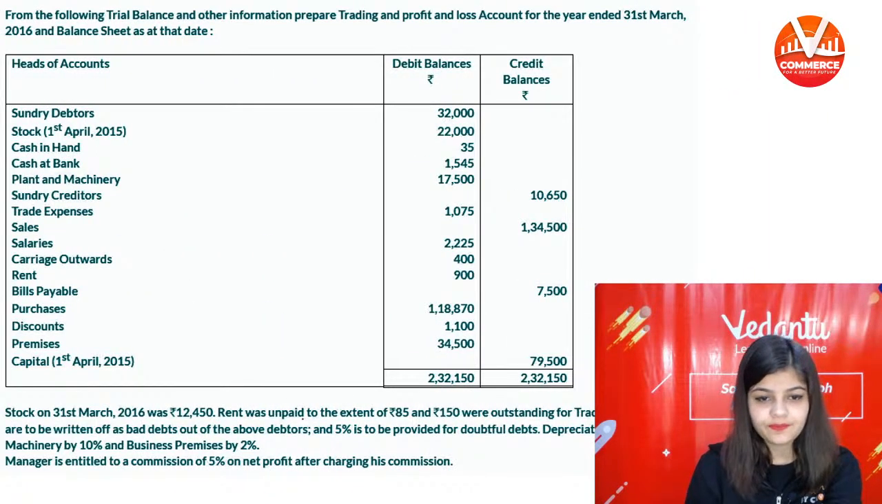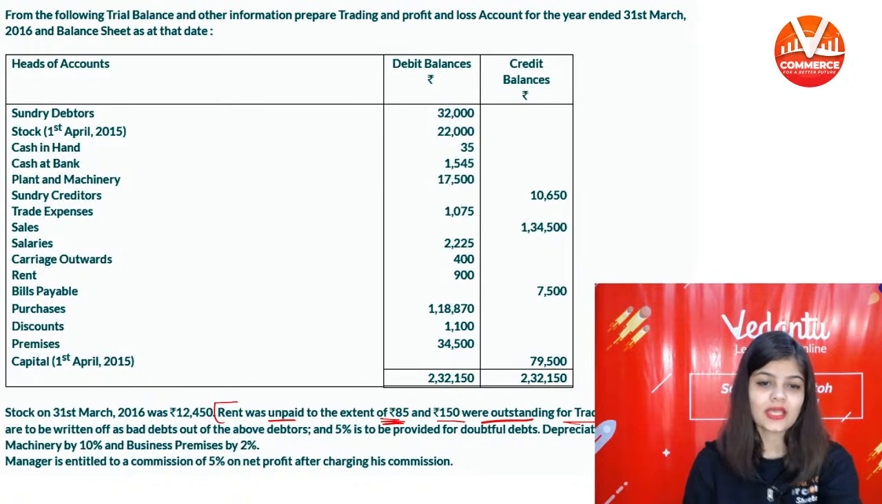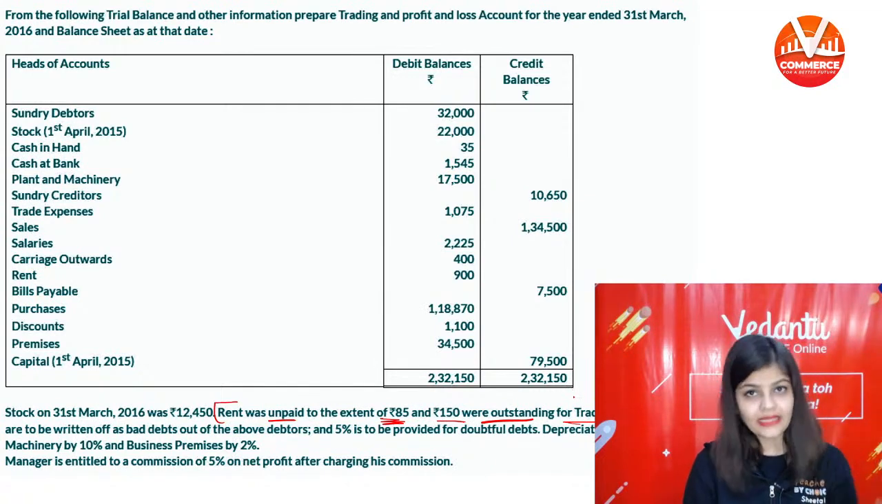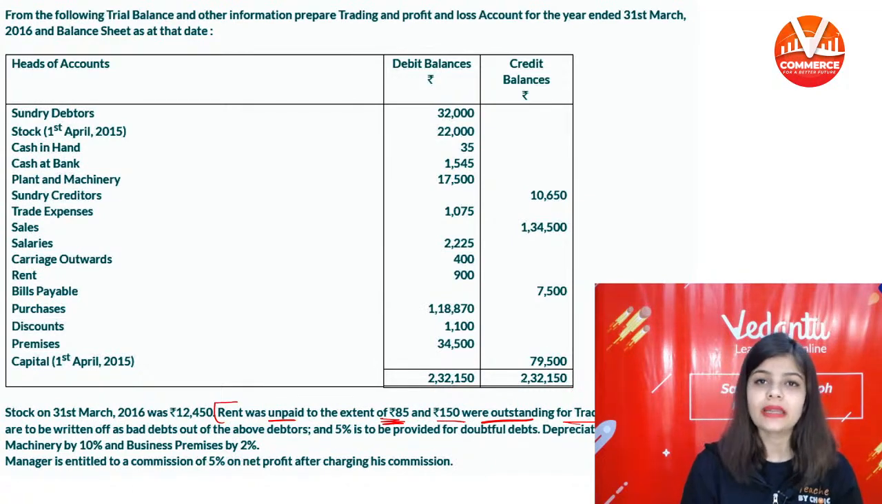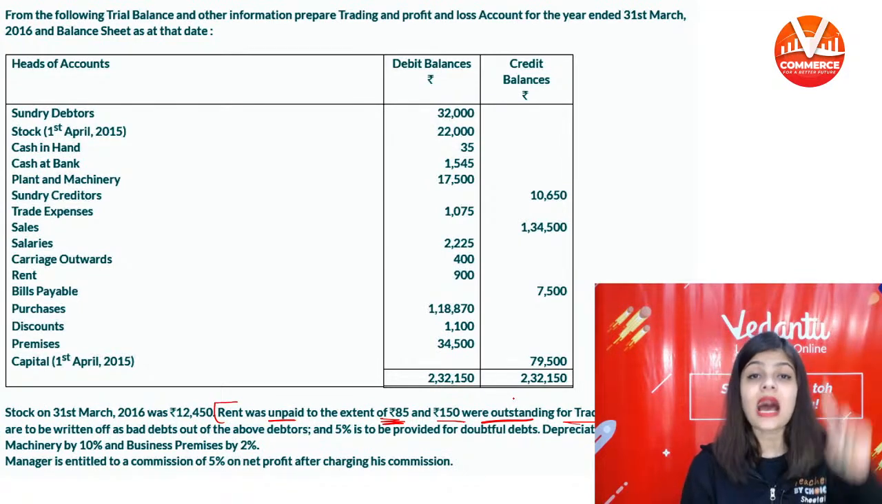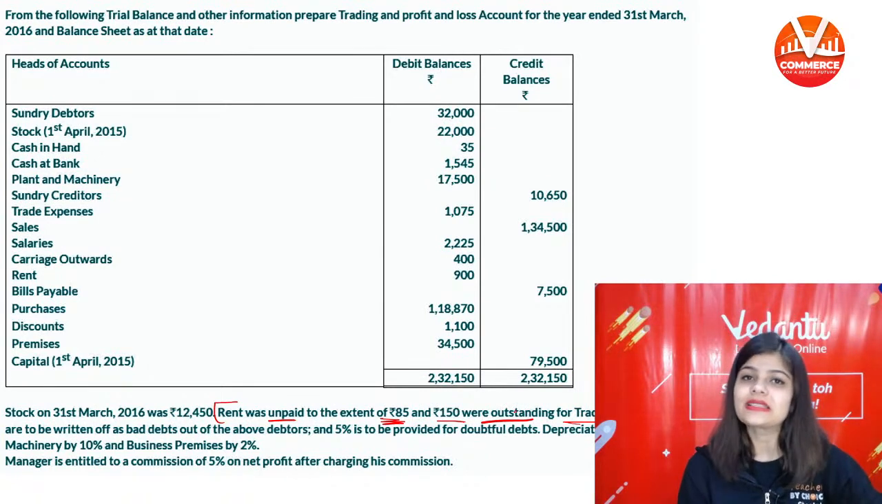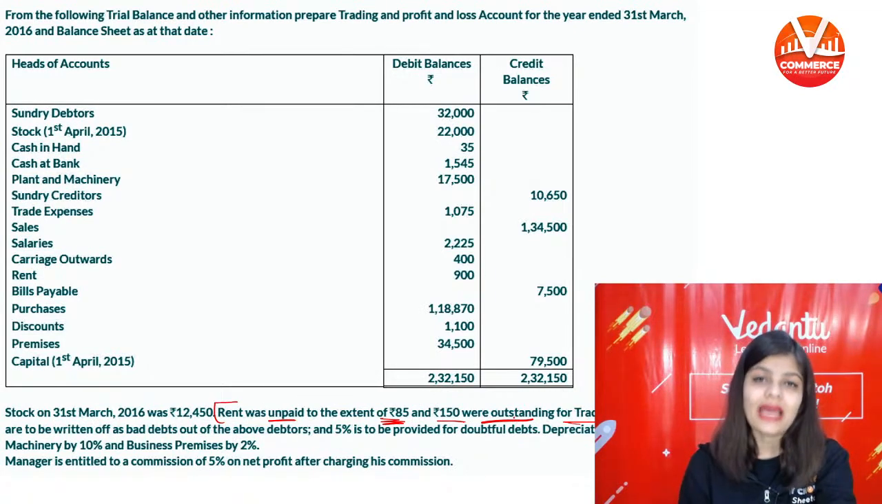Next item is rent was unpaid to the extent of 85 and 150 were outstanding for trade expenses. So rent and trade expenses are outstanding. Outstanding expenses are added to the concerned expense. You will add it in the P&L in the concerned expense because they are related to the current year. And also outstanding expenses are liability. You will record it in the balance sheet on the liability side.